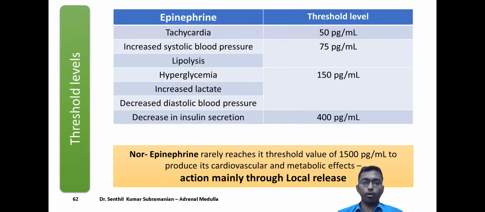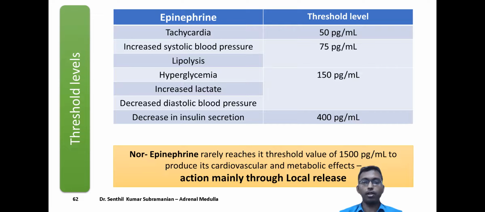The actions of these catecholamines require particular threshold levels. For tachycardia, epinephrine levels should be 50 picogram per ml. To increase systolic blood pressure and lipolysis, the level should be 75 picogram per ml. To cause hyperglycemia, increase lactate, or increase diastolic blood pressure, the level should be 150 picogram per ml. To decrease the diastolic blood pressure and to increase insulin secretion, its level should be 400 picogram per ml.